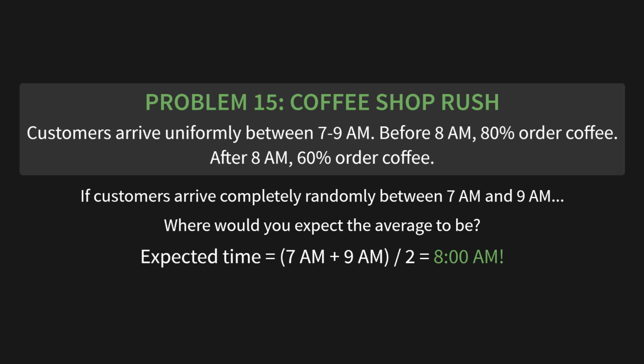What I love about this problem is how it mixes continuous and discrete probabilities seamlessly. Time is continuous, coffee choice is discrete, but the probability rules connect everything together. This is exactly the kind of analysis real businesses do every day.